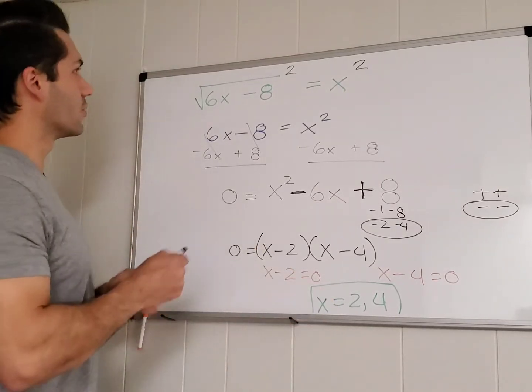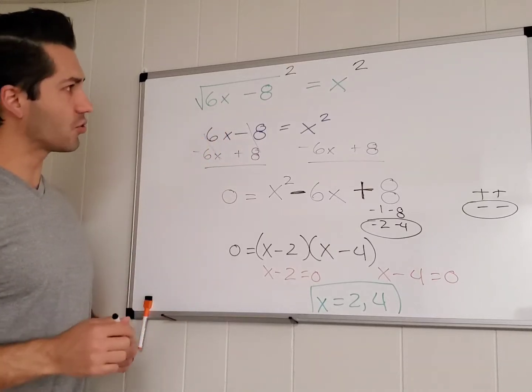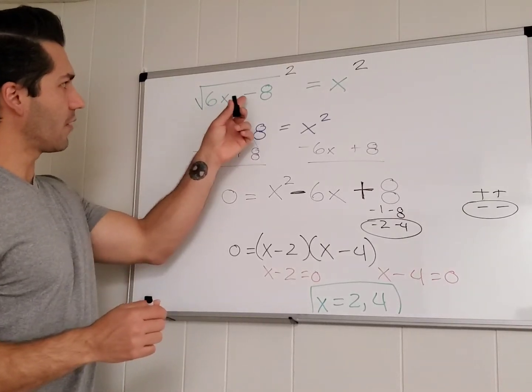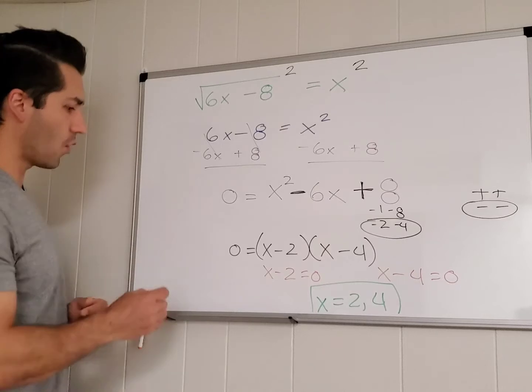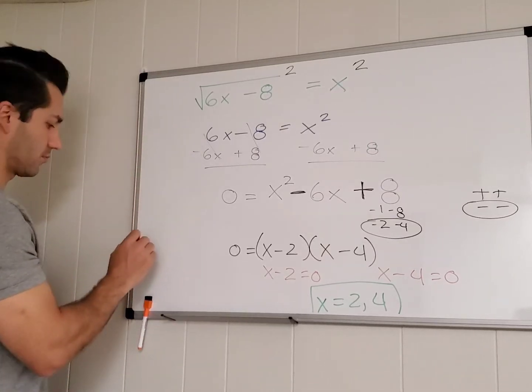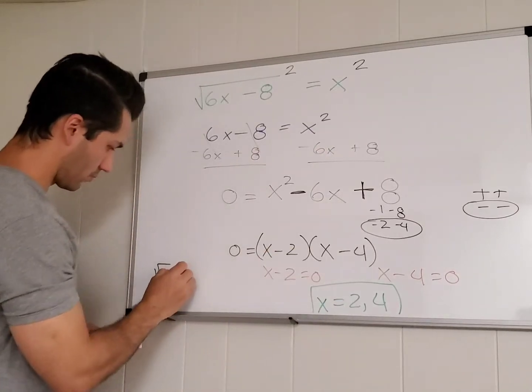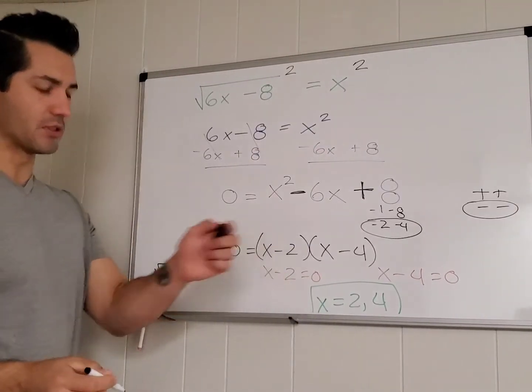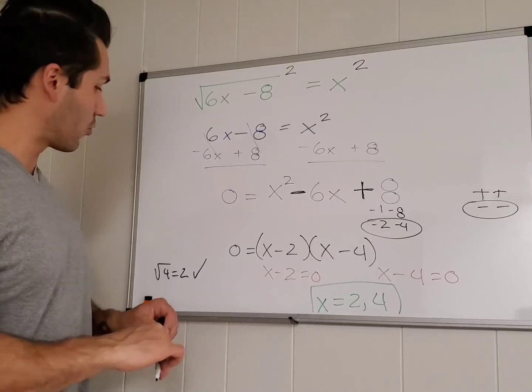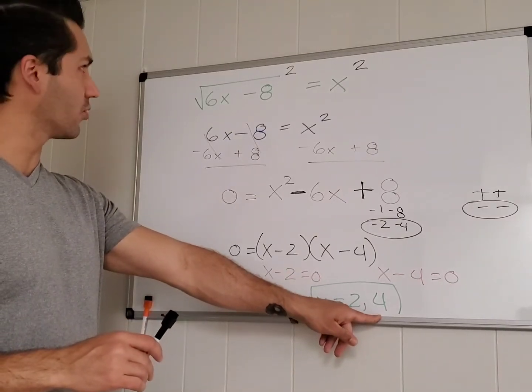When I plug in 2, 6 times 2 is 12. 12 minus 8 is 4. This is square root of 4 equals x, which is 2. Yeah, that works. 2 is an answer. I still got to check 4. Even though I know 2 works, I have to check 4 to see if that works also.